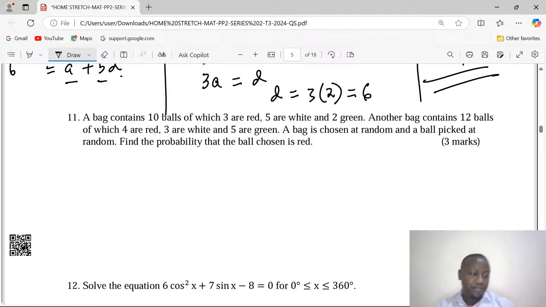Number 11 is on probability. Probability is again another serious area when it comes to mathematics paper 2. Students are supposed to follow it keenly, so make sure you practice enough on probability.